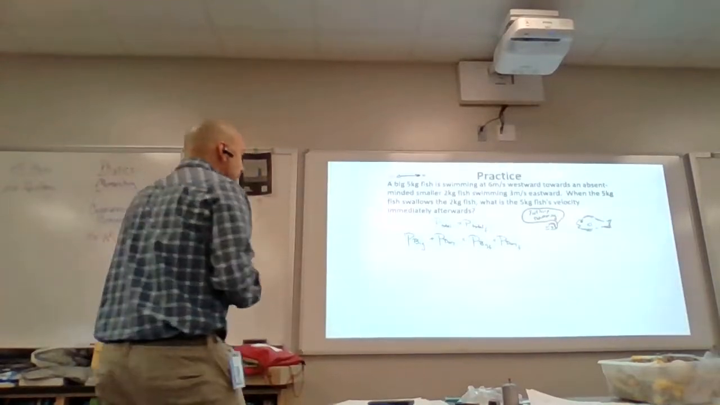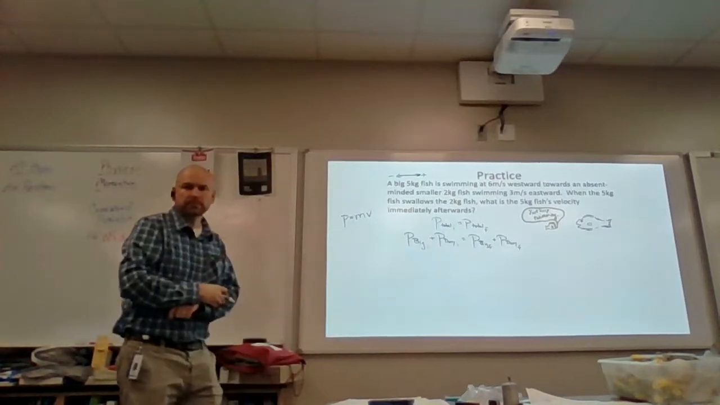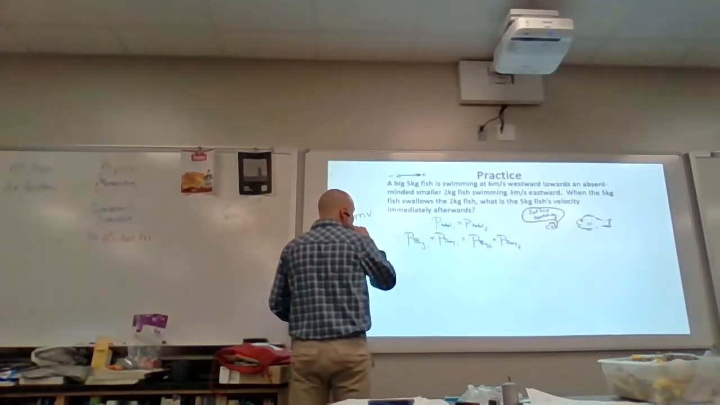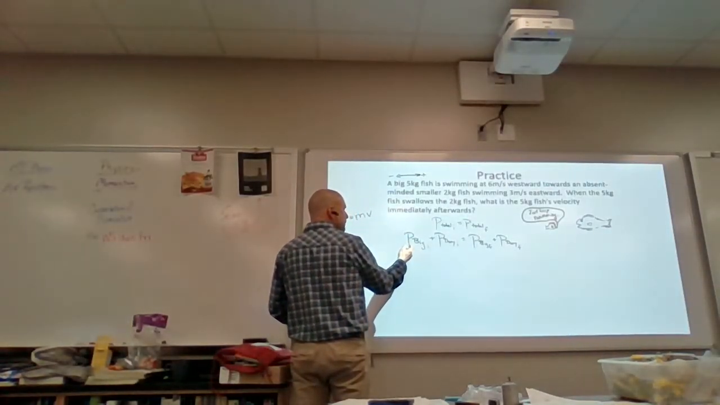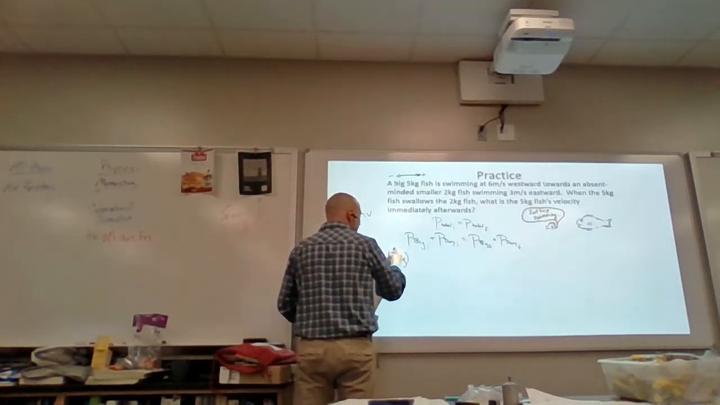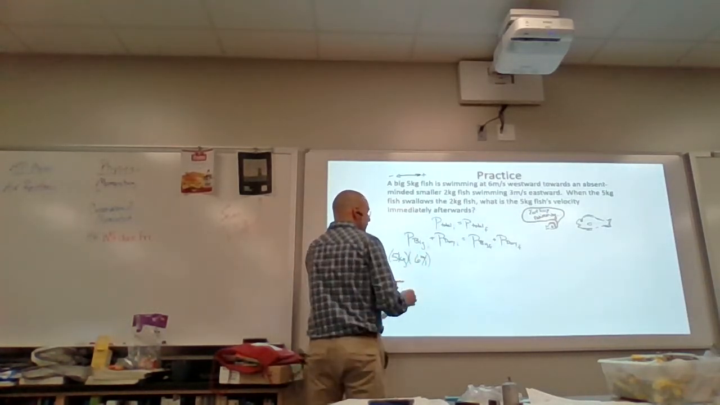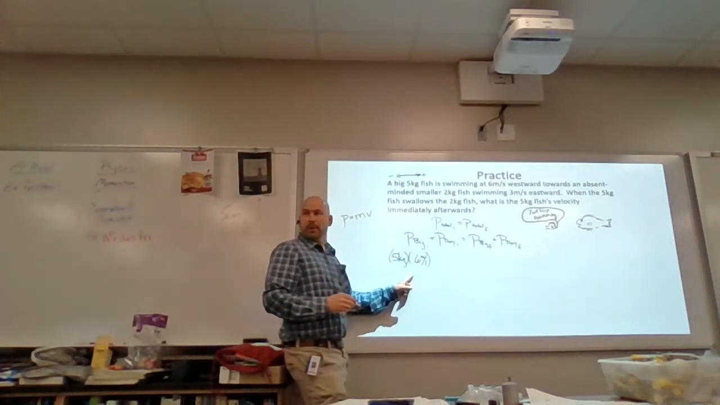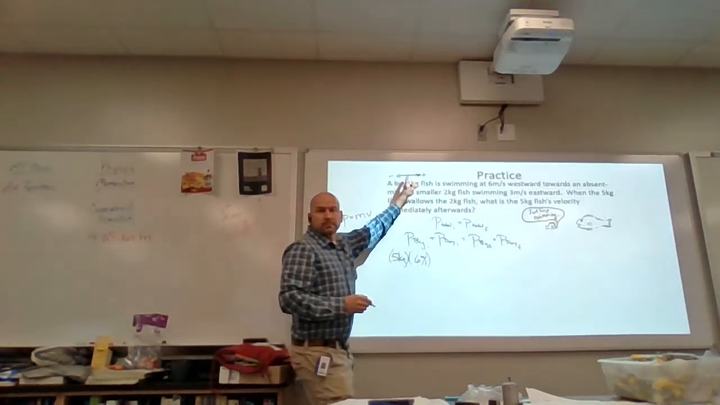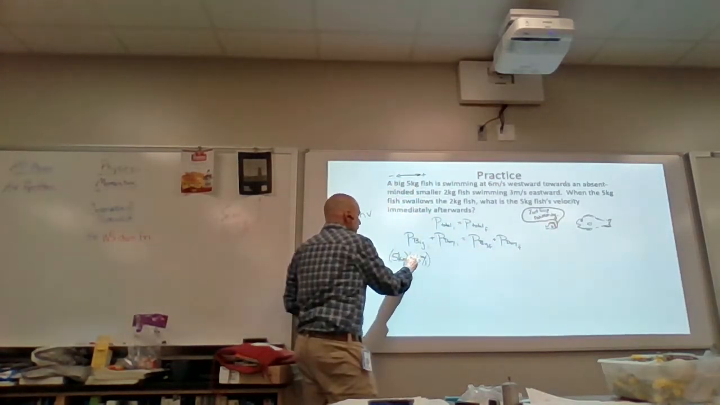Now, remember that momentum is equal to mass times velocity. So to find the momentum of the big fish, I'm going to go mass times velocity. Because velocity has direction, and I've been given a value, I need to assign a positive or negative sign to that. In this case, it's going westward. I've said west is negative, so I need to include that.